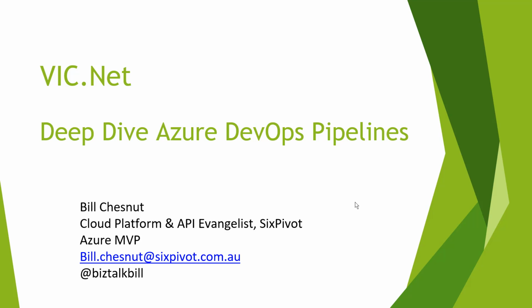But this is their new redesigned area. I don't know if you guys have been here before or not, but my name is Bill Chestnut. I'm a cloud platform and API evangelist for 6Pivot. I'm an Azure MVP and a Microsoft certified trainer, and I've been playing with a lot of the Azure stuff, and more recently I've been playing a lot with the Azure DevOps.